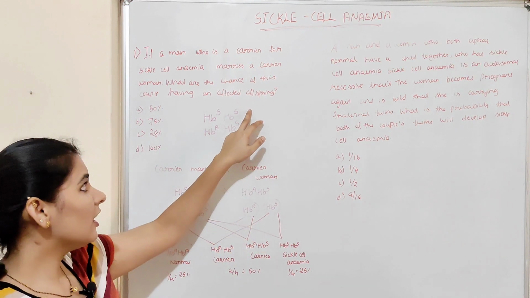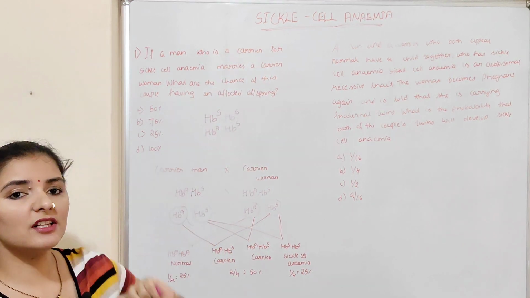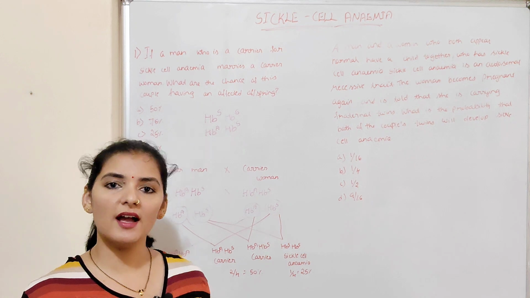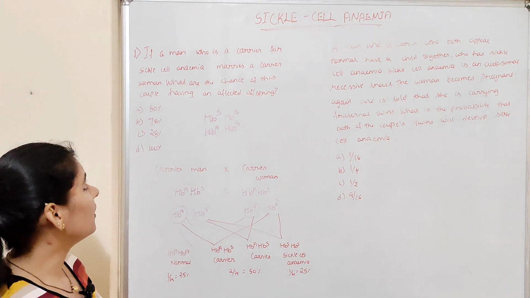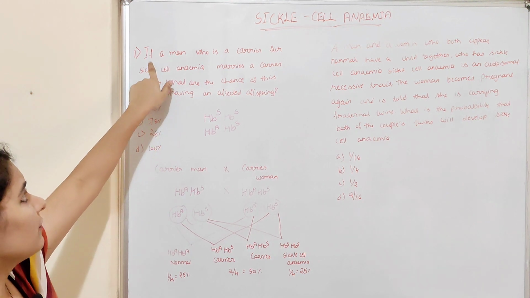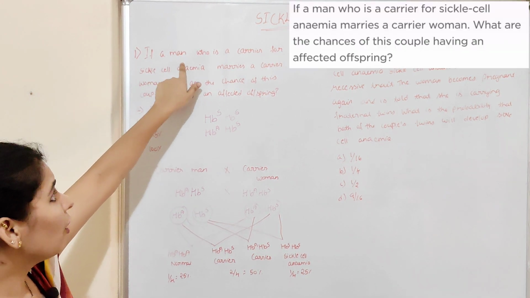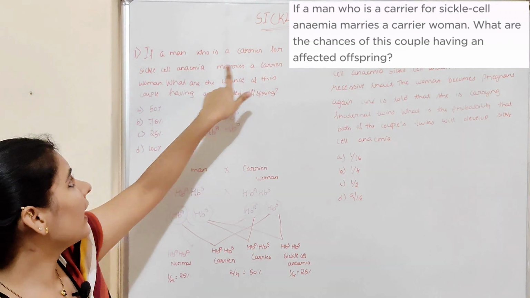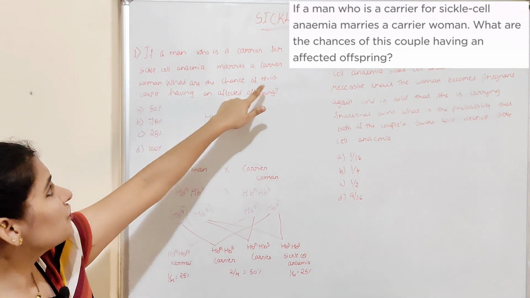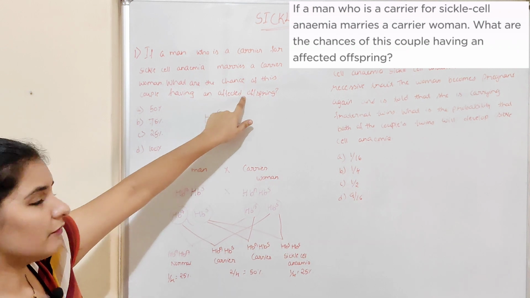So, that is regarding the two conditions in which this abnormal gene or gene for sickle cell anemia can be present in the individual. We'll discuss the first problem related to sickle cell anemia, and the first problem is, if a man who is a carrier for sickle cell anemia marries a carrier woman, what are the chances of this couple having an affected offspring?